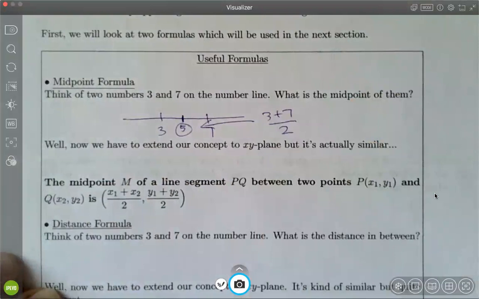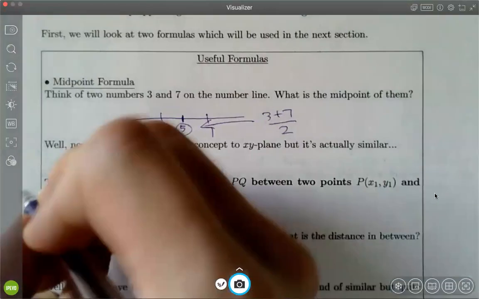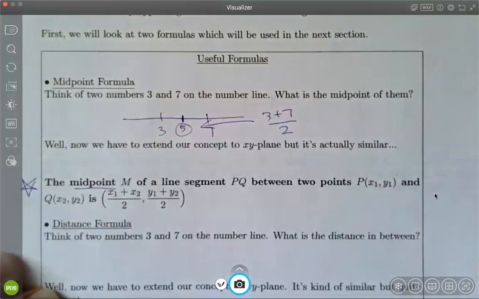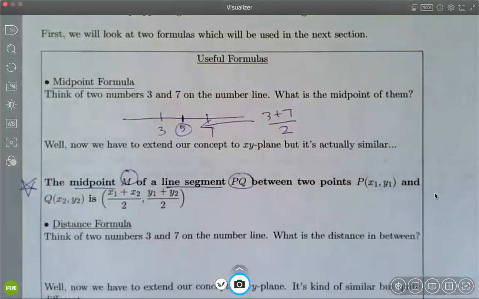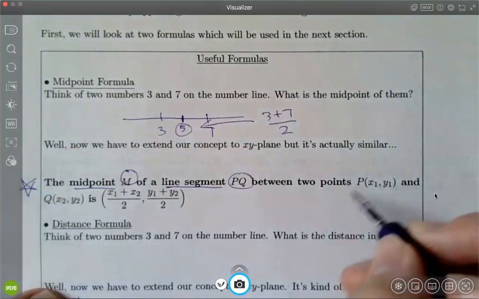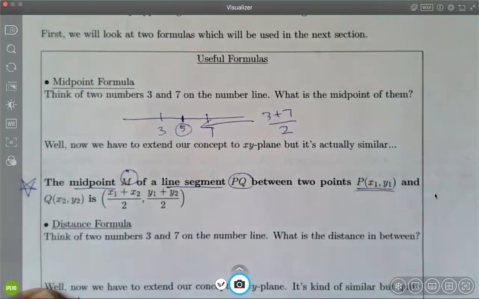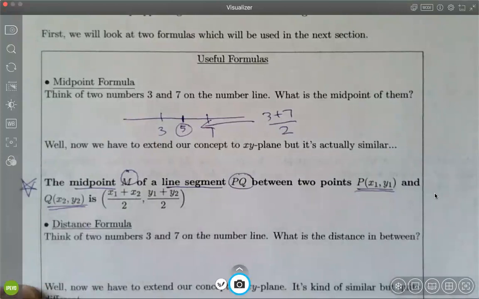Okay, now extend our concept to the xy plane, which means two-dimensional, the Cartesian plane here. So now it's similar. The label of this midpoint is capital letter M, and PQ is the label of this line segment between the two points, x1, y1, and x2, y2. Okay, so now we have P and Q in front of x1, y1, and x2, y2.